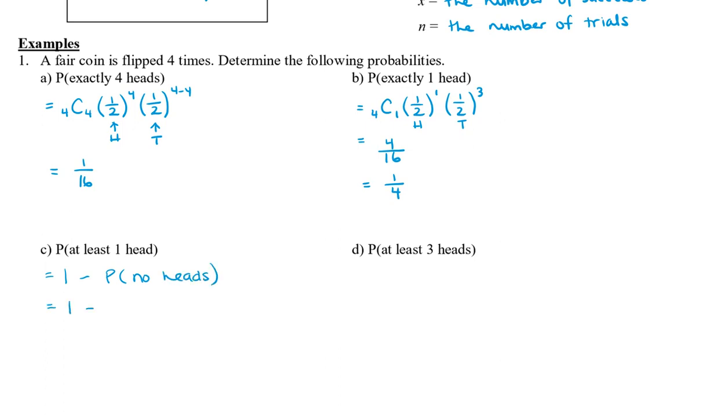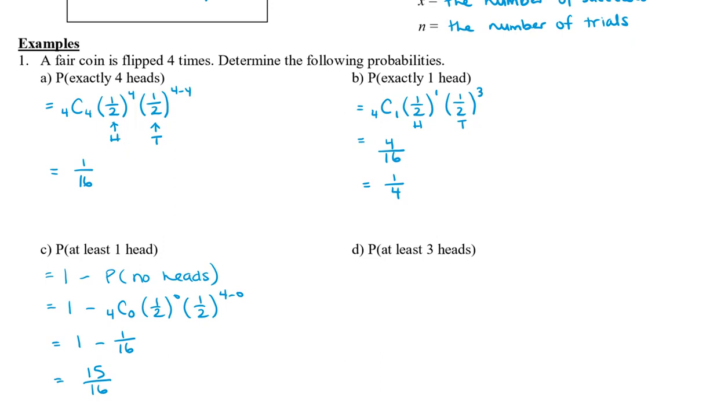So to do this, we're going to go 1 minus, we're going to toss a coin 4 times, and we want 0 heads. So this will be half to the power of 0, and then half to the power of 4 minus 0. So this is 1 minus 1/16, and that gives us 15 out of 16, which also makes sense, because if we want at least one head, the only time that we can't get any heads is when they're all tails. And that would be 15 out of 16 times where we have at least one head.